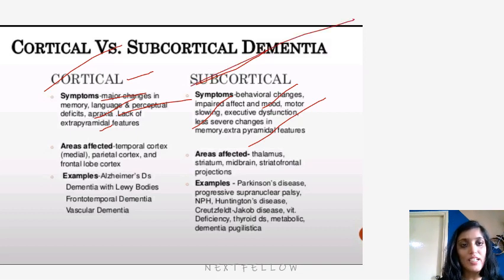Areas affected in cortical dementia are the temporal cortex, parietal cortex, and frontal lobe cortex. Areas affected in subcortical dementia are the thalamus, striatum, midbrain, and striatofrontal projections. Cortical dementia examples are straightforward: Alzheimer's disease, dementia with Lewy bodies, frontotemporal dementia, which affects the frontal and temporal lobes, and vascular dementia. Examples of subcortical dementia, which affects the thalamus and the striatum: Parkinson's disease, progressive supranuclear palsy, NPH, Huntington's disease, CJ disease, vitamin deficiency, thyroid disorders, metabolic causes, and dementia pugilistica.